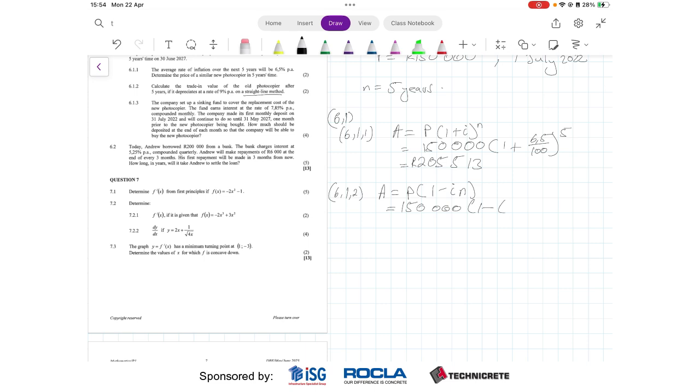1 minus 9 over 100 multiplied by 5 years, and that is 82,500 rands. Okay, wonderful.